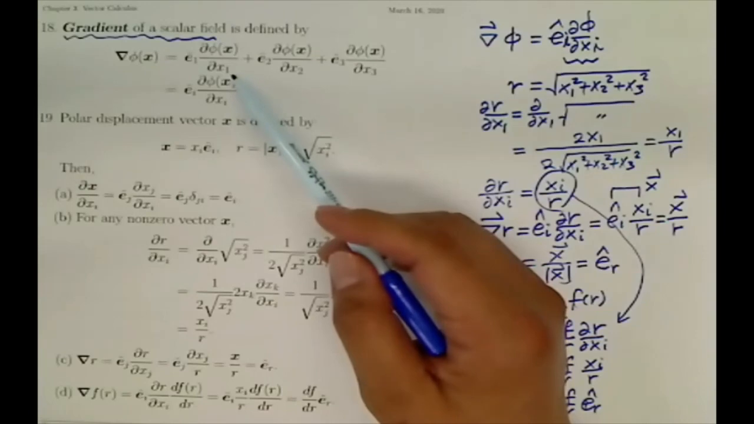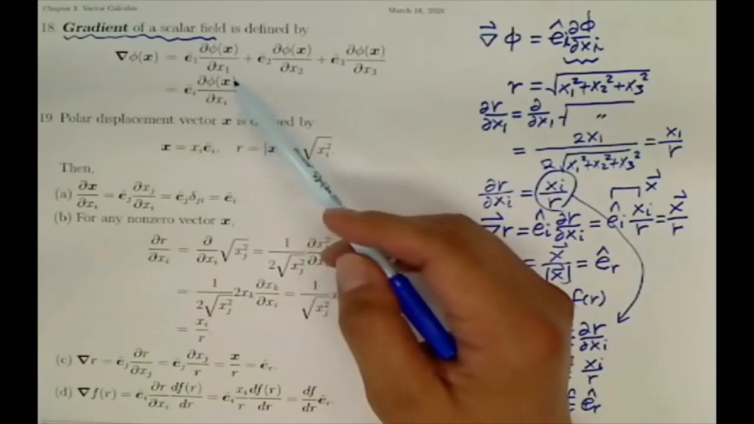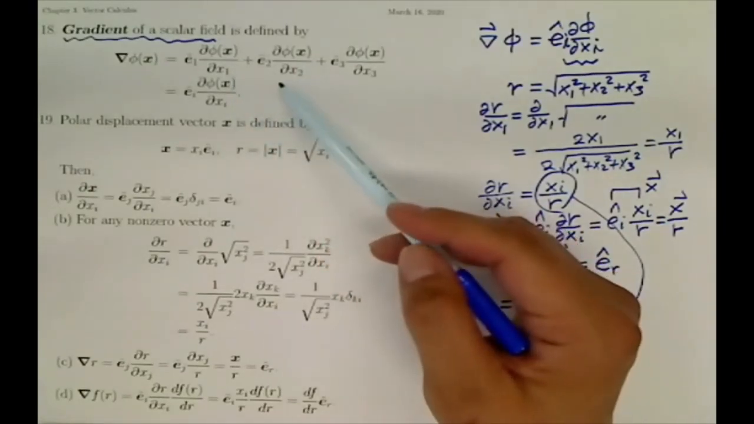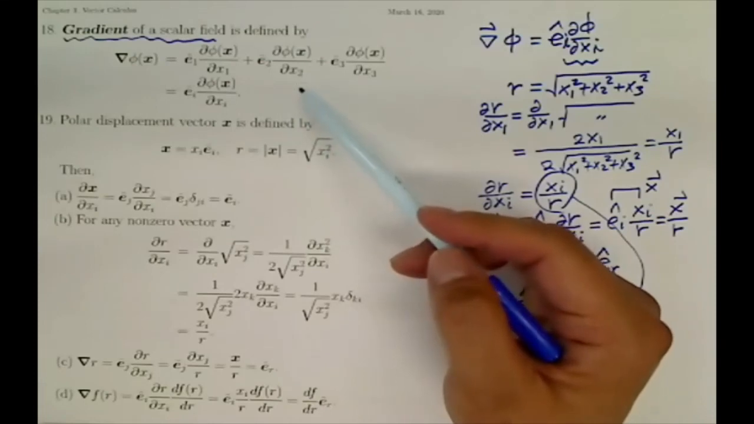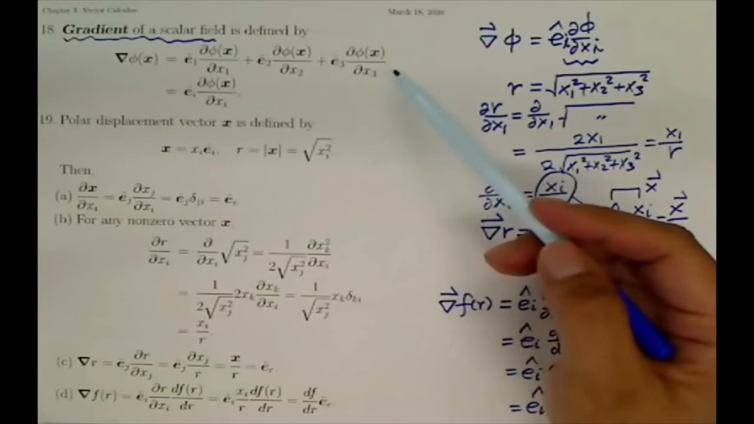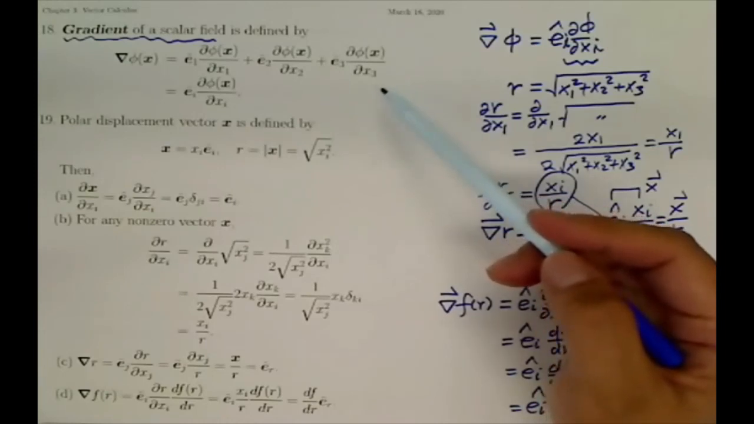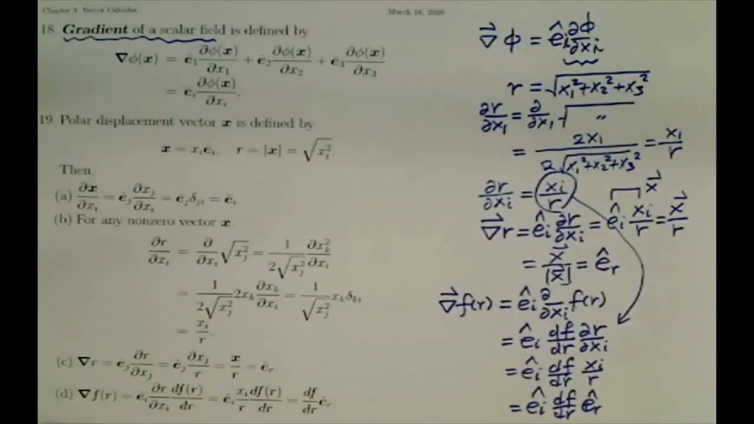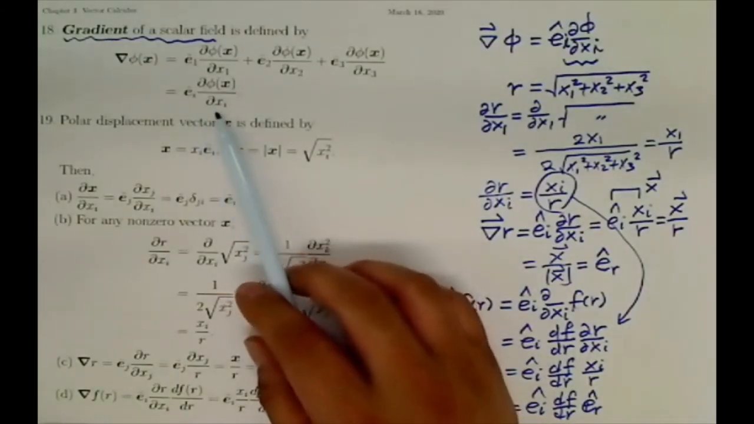has the component partial phi over partial x1. e2 hat has the component partial phi over partial x2. e3 hat has the component partial phi over partial x3. If I make use of Einstein's summation convention, then the gradient of phi is expressed in this way.